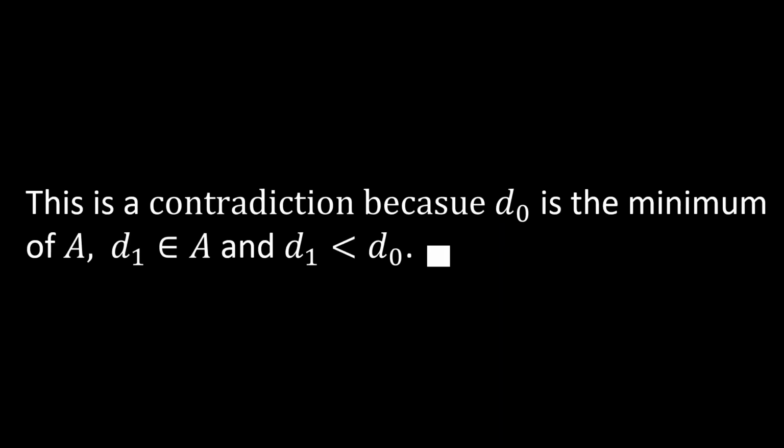And that is a contradiction. Why? Because D0 is the minimum of A, so that's the smallest number in A, but D1 is also in A, so that's what we prove, and D1 is smaller than the smallest number that is in A. That is a contradiction. Now the contradiction came because we assumed that D0 is not a prime number, so it is a prime number, so we have found a prime divisor of the number n. So that completes the proof of the second lemma.